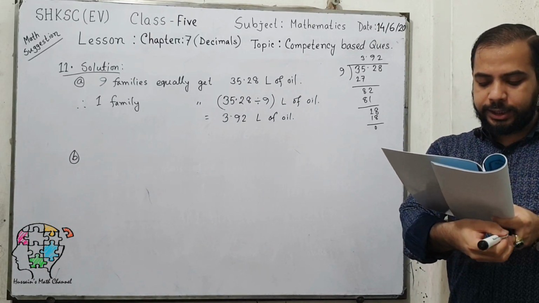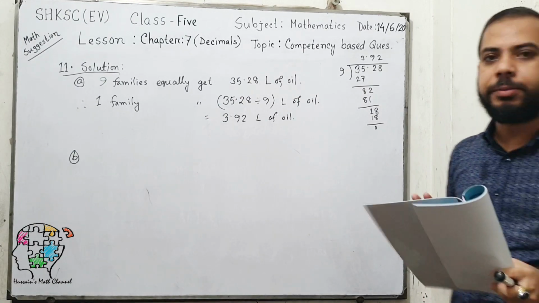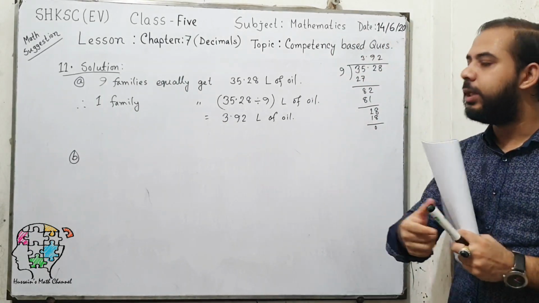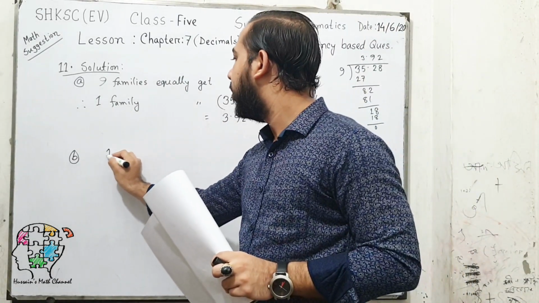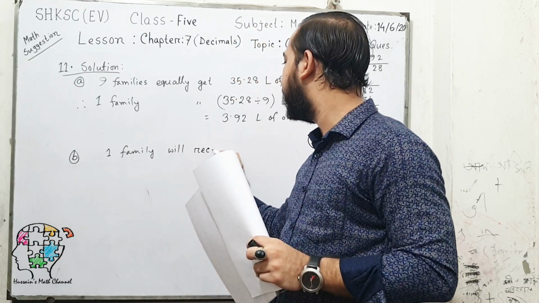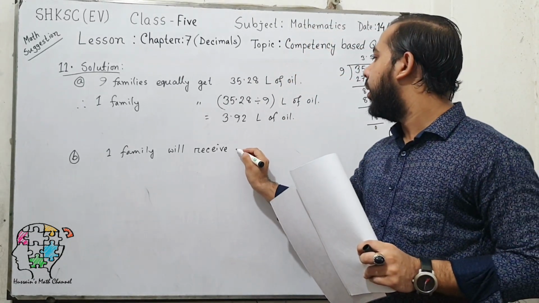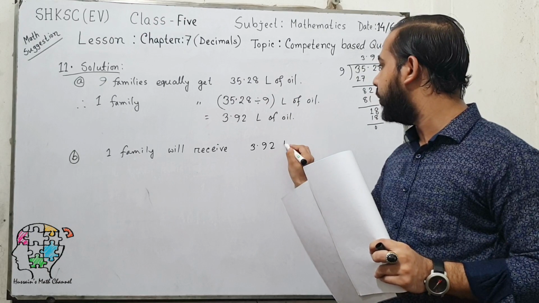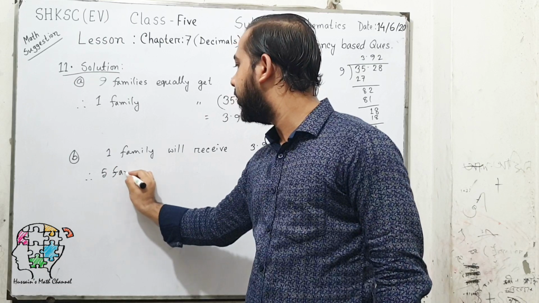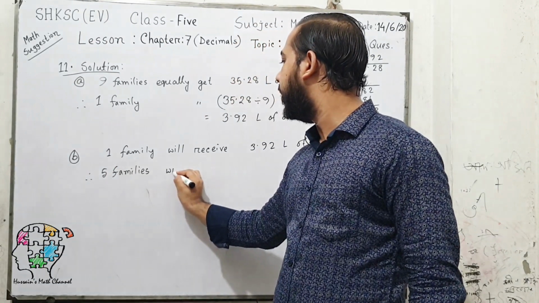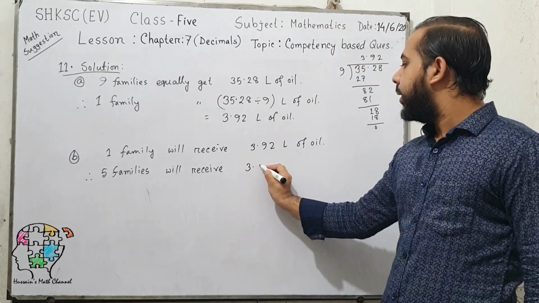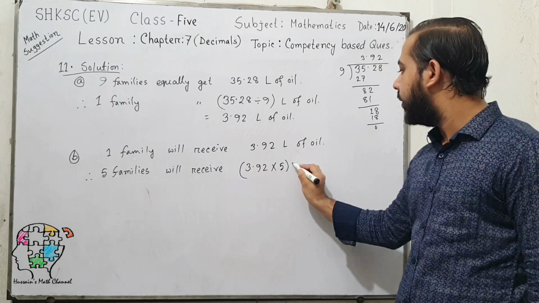Question number B asks, how many liters of oil will 5 families receive? Look, one family receives 3.92 liters of oil, so 5 families will get more, so we will multiply. At first we write: one family will receive 3.92 liters of oil, therefore 5 families will receive 3.92 times 5 liters of oil.